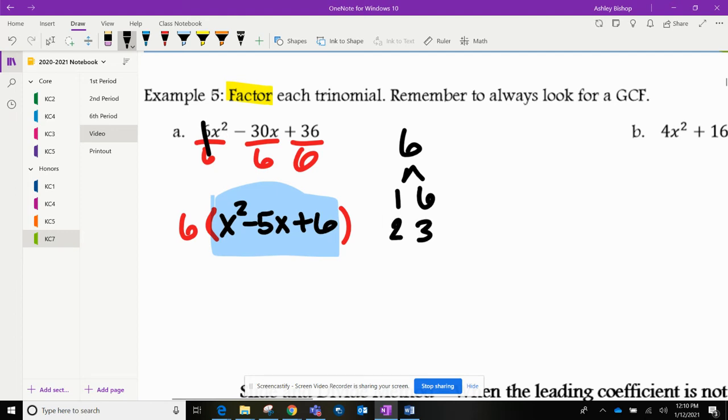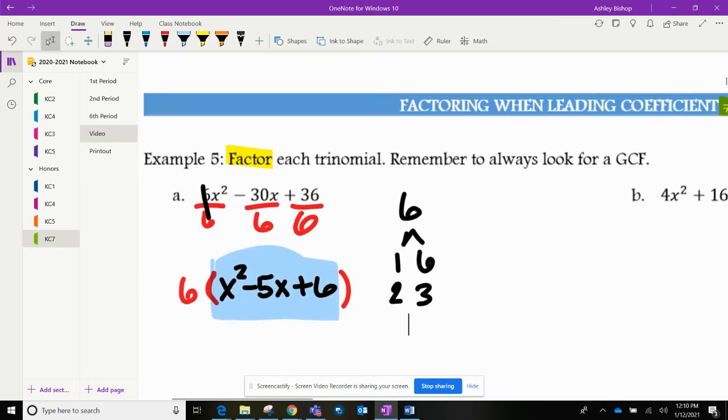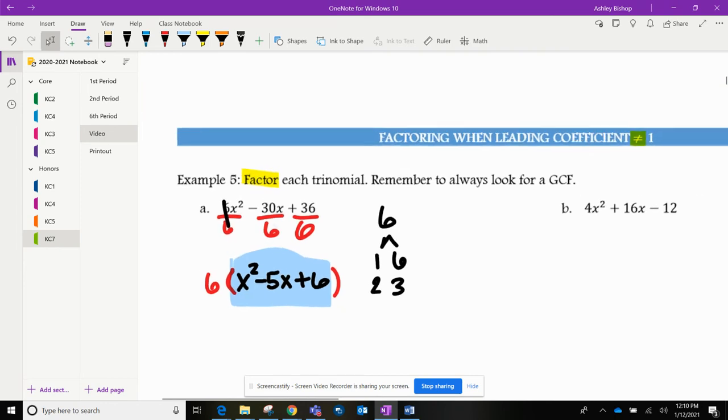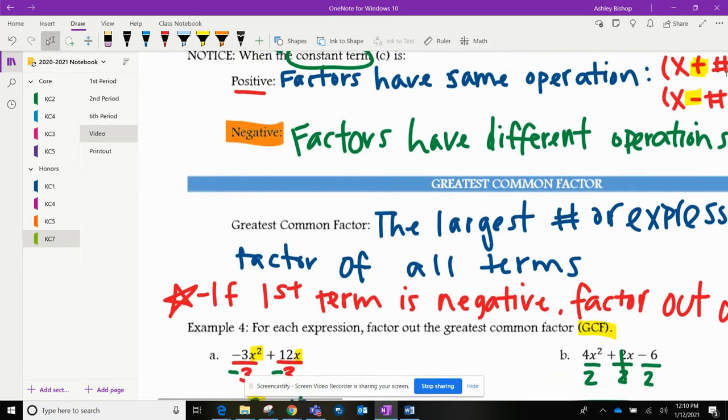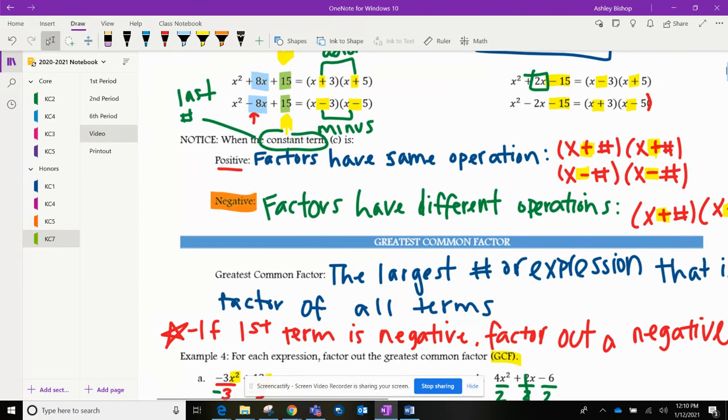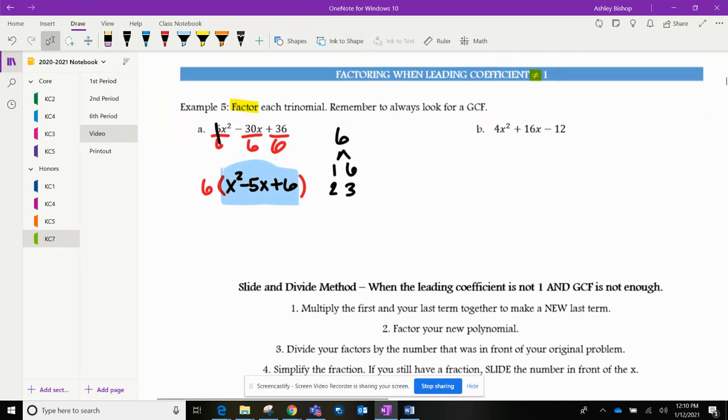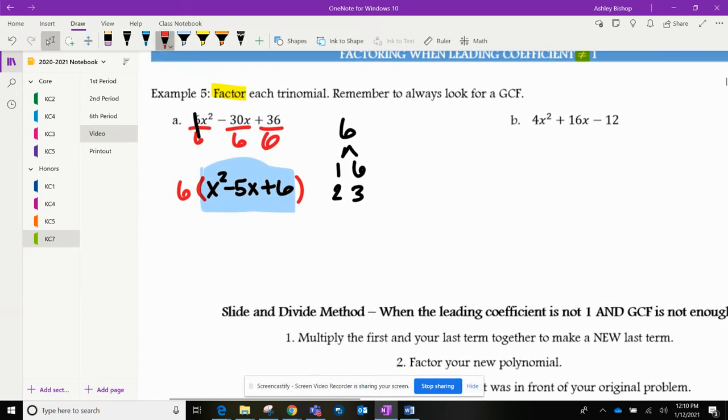You have to be careful because you might think that these both work to get me negative 5. But remember, my last term, this 6, is positive. If we recall what we learned on Friday, when the last term or the constant term is positive, the factors have to have the same operation. So I know that I'm going to have x plus a number and x plus a number, or x minus a number and x minus a number. Well, 1 and 6, positive or negative, will get me positive 7 or negative 7, so I don't want that.